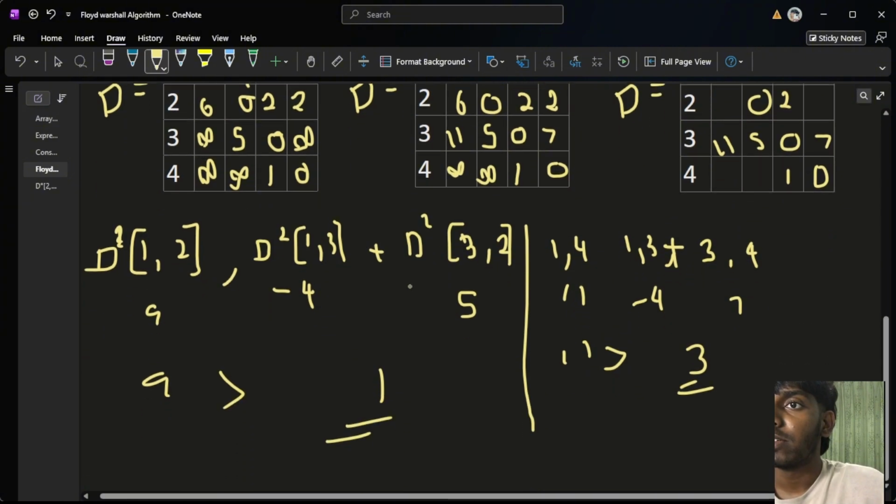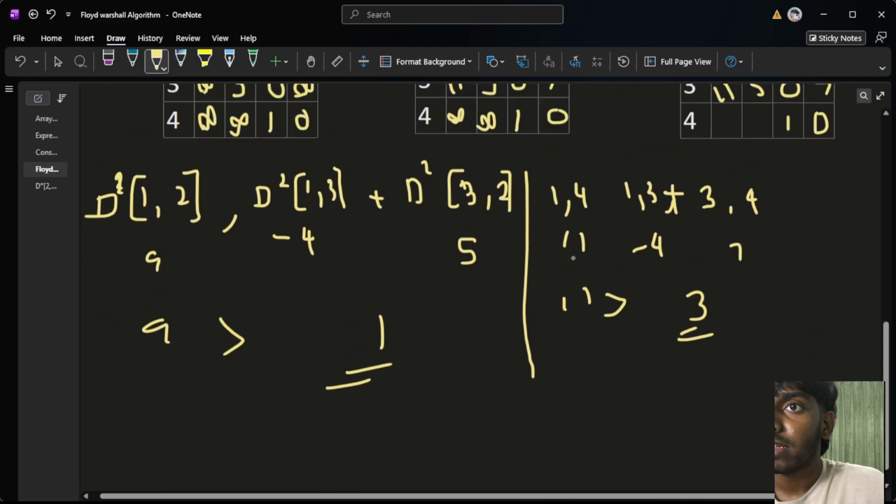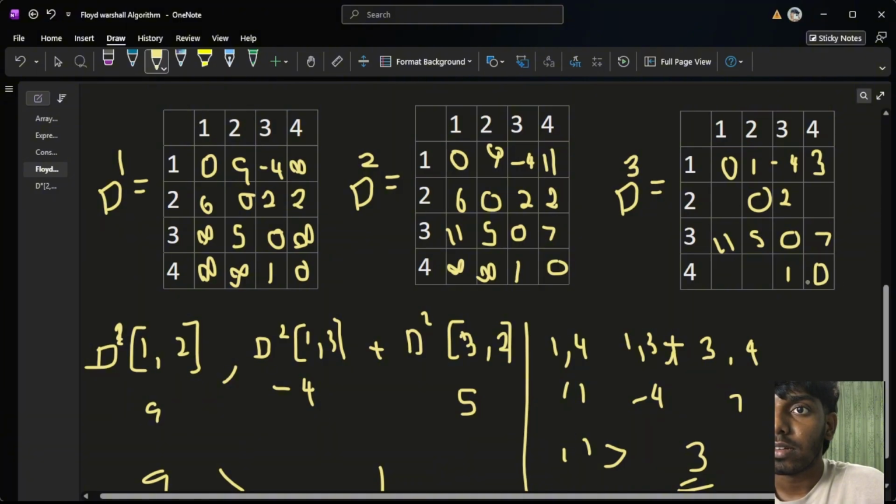Likewise, you have to do the other things as well, applying the same thing for the other columns.